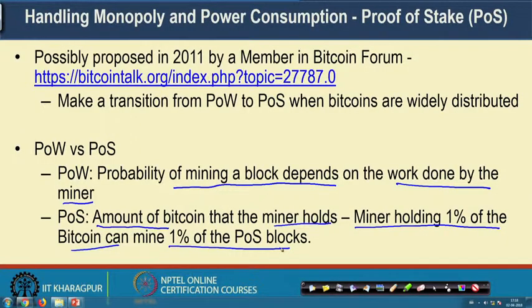So, by putting this kind of restriction, where the miner's ability to generate proof of stake blocks is proportional to the amount of Bitcoin the miner holds, you can reduce this kind of monopoly problem, or make the monopoly problem a difficult one to appear in a proof of stake based system, because the inherent assumption is that through the proof of work based system the Bitcoin is widely distributed. So, every miner will be able to participate in the mining procedure proportional to the amount of Bitcoin that he or she possesses.